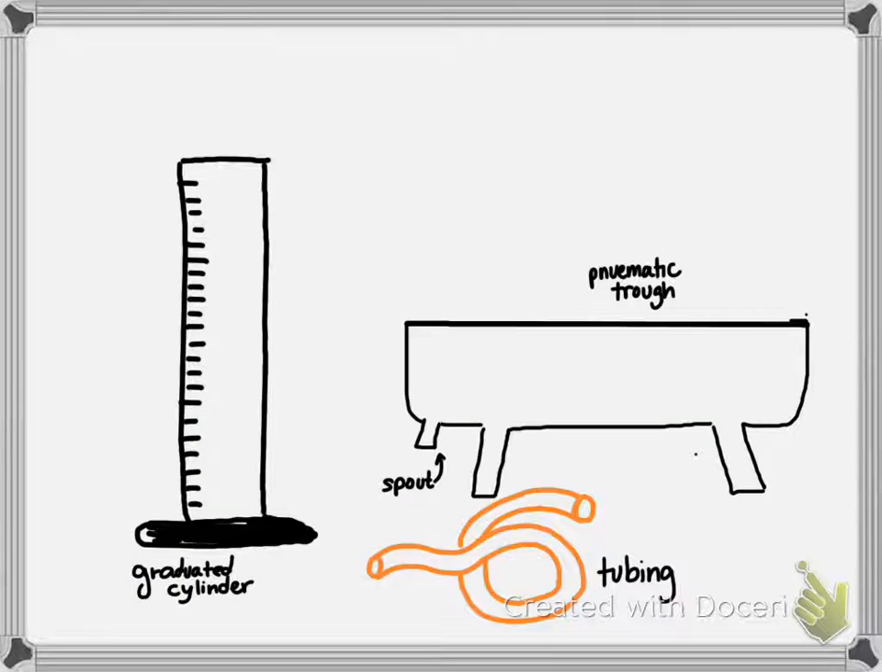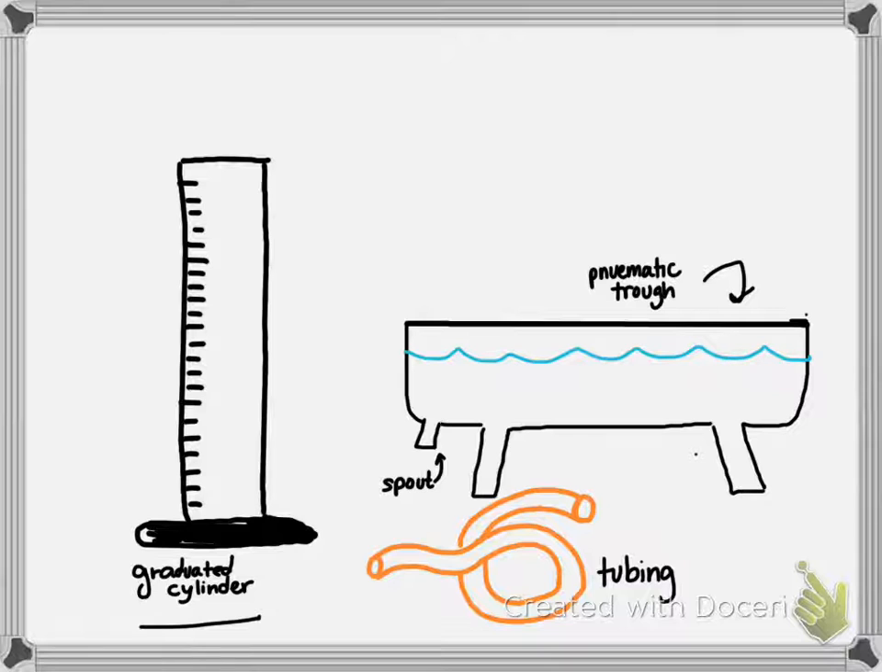To collect a gas over water, we'll need a couple different things. We've got some sort of measuring device, such as this graduated cylinder. We have this, which is called a pneumatic trough. And it's just a metal tray, or sometimes plastic, with a small spout here that you can attach this tubing to. Now, we'll fill the pneumatic trough with water.